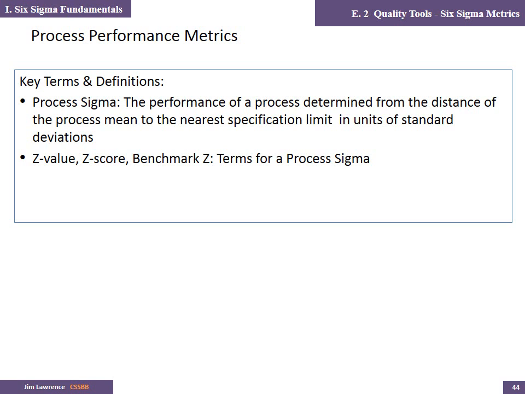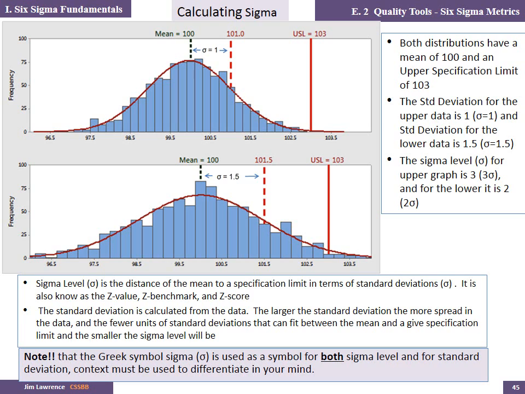Process sigma is the performance of a process determined from the distance of the process mean to the nearest specification limit in units of standard deviation. Z-value, Z-score, benchmark Z are terms for process sigma. Now here let's look at calculating process sigma. Take 2 distributions, both have a mean of 100, and we're going to put on both of them an upper specification limit of 103. The standard deviation for the upper data is 1. The standard deviation for the lower data is 1.5.